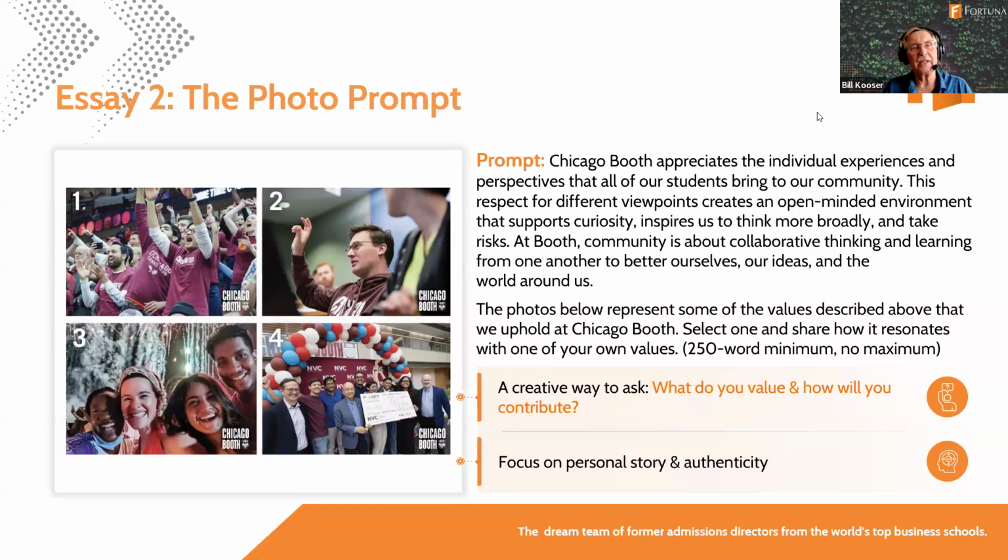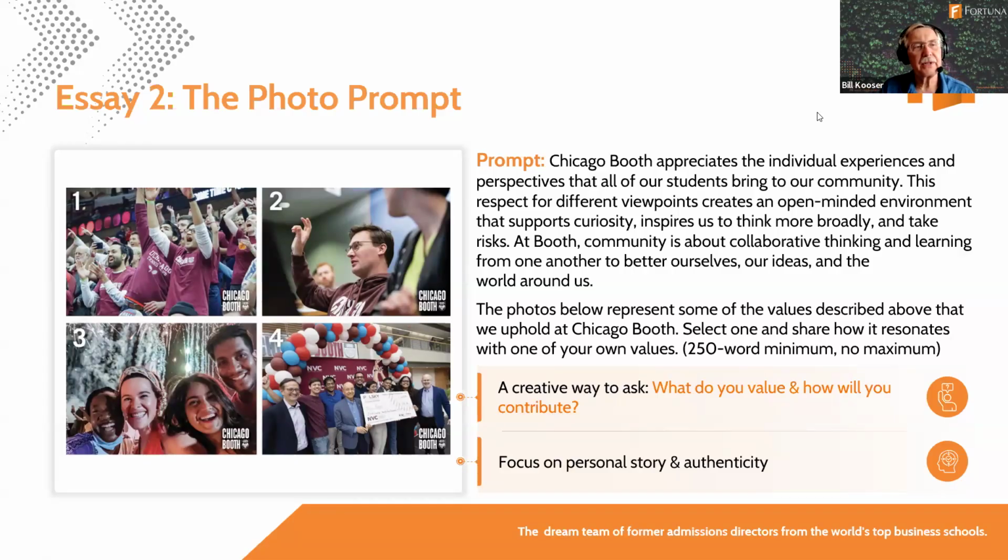But why are they doing this? It's very unusual, the first time Booth has ever done this. There are other schools that have used pictures in a variety of ways, but Booth has never done this. So it's a creative way to ask what's important to you, what resonates with you, and whether or not you have really understood the Booth culture. And it gives you a chance to really focus on a personal story and authenticity.